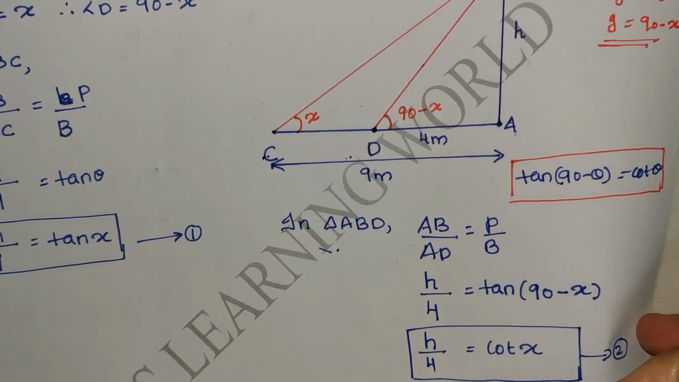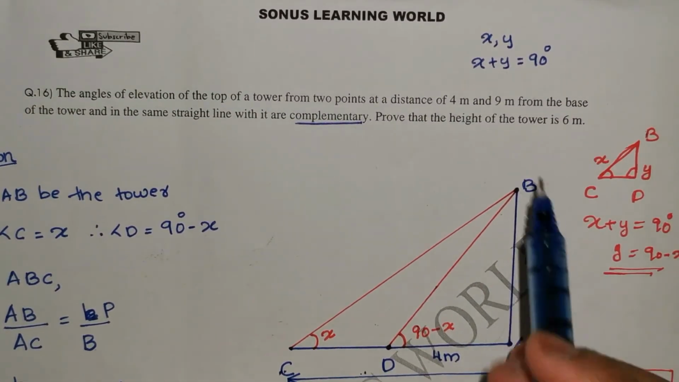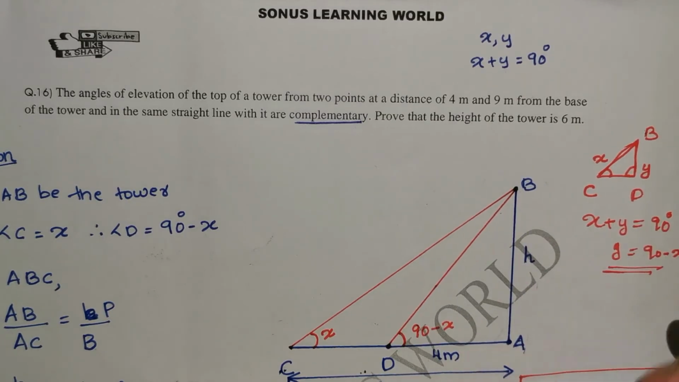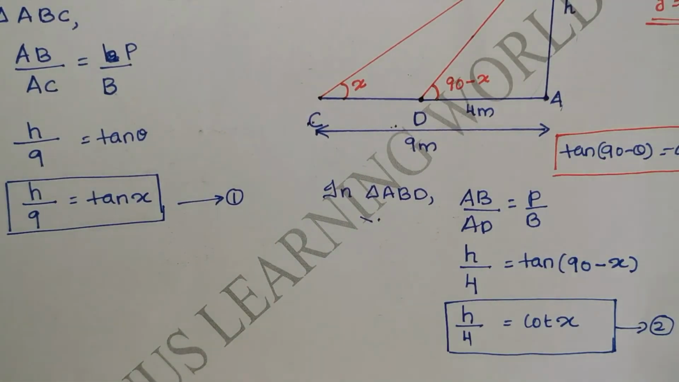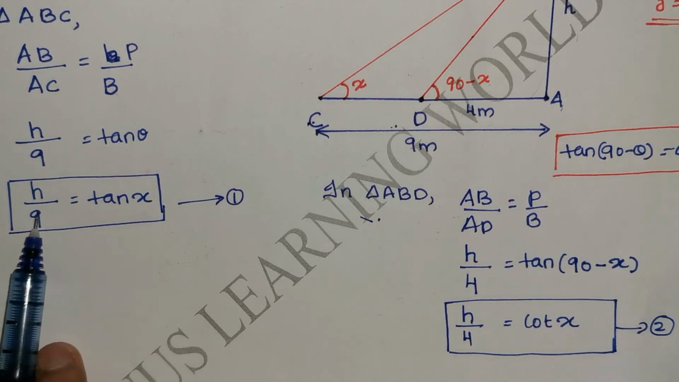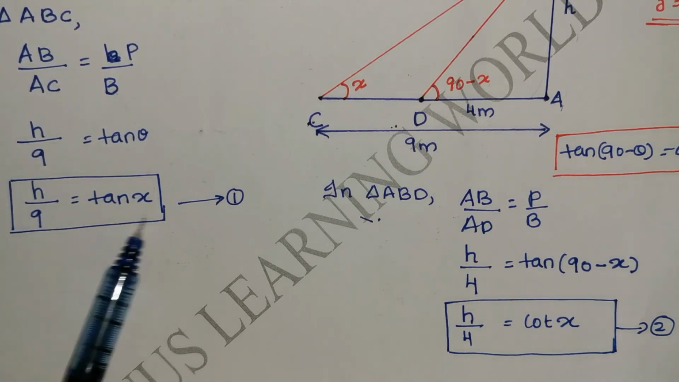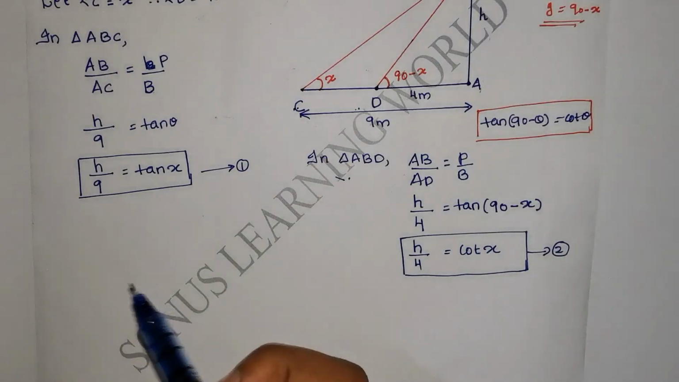Okay students, in the question, what do we have to find? We have to find the height of the tower. We have to prove that the height of the tower is 6 meters. Height of the tower means this H is 6 meters. Here it is a little difficult to solve. For the previous question, we took the value of H from one ratio and substituted it in the second ratio. Here it is a little difficult, so we have to think what we can do.